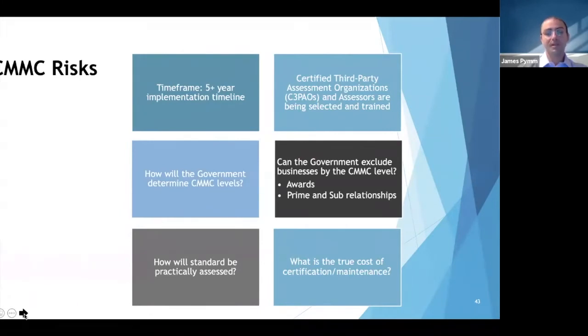Next, how will the standard be practically assessed? To date, at least to our knowledge, no one has actually gone through an assessment. And in early December, the DoD finally released the assessment methodology, which is essentially what the C3PAOs are going to be reviewing when they come on site to conduct these assessments. And we now have a standard, which is a huge step in the right direction, just in terms of when we're working with our clients to help them better understand what the assessors are going to be looking for.